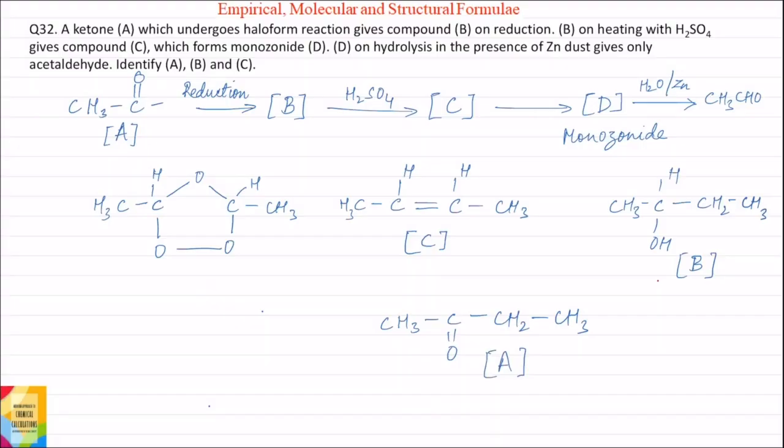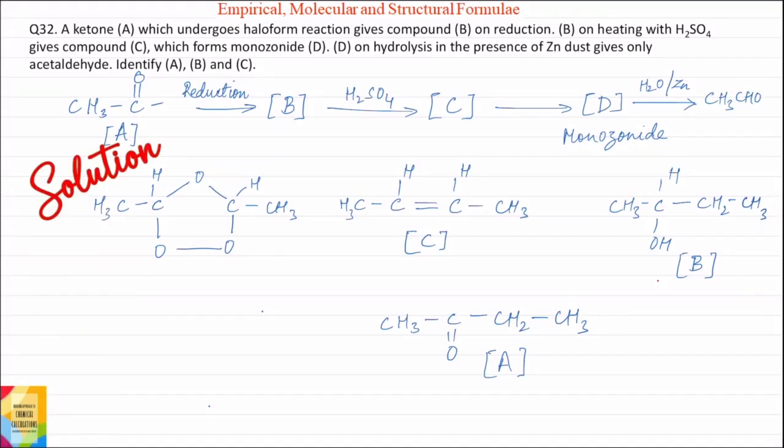Question 32. A ketone A which undergoes haloform reaction gives compound B on reduction. B on heating with H2SO4 gives compound C which forms monogenide D. D on hydrolysis in the presence of zinc dust gives only acetaldehyde. Identify A, B and C.